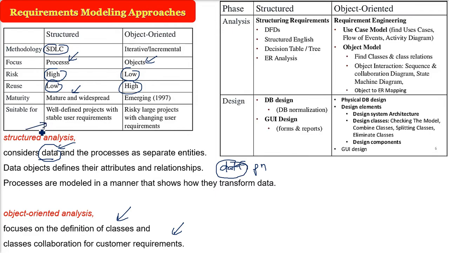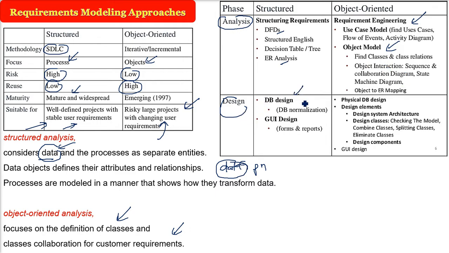When your project is well defined, these requirements are well defined, the structured approach you can use. But when the projects are large and the requirements are ever changing, you have to use the object-oriented. So if you see the analysis in structured, you will create analysis models such as DFDs, structured English, ER analysis. And when you come to object-oriented, use case, activity, flow of events, mainly the UML diagrams.